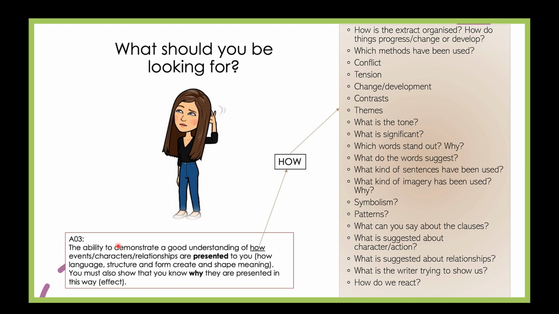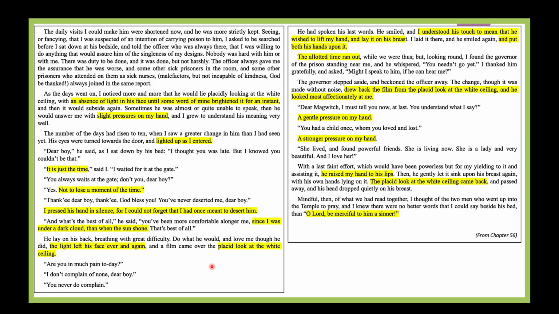So I don't have to go through the entire list, but you do have things there that can help you, because remember that once you start to pick elements out of the extract, this is AO3, this is your how. So you're thinking about how are things presented to you? What can you analyse? What can you comment on? And then why? Why are they presented in this way? So this is just my initial highlighting of the extract. These are the things that I've initially thought were interesting or stood out, or just fed back into some of the ideas that I'd already brainstormed. I'll just quickly go through a few of them with you.